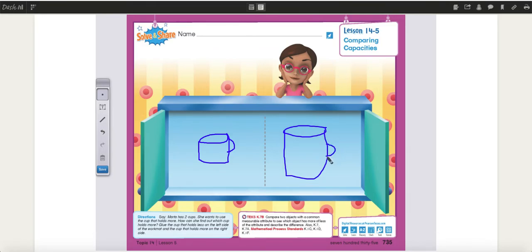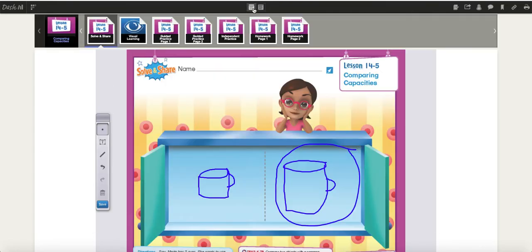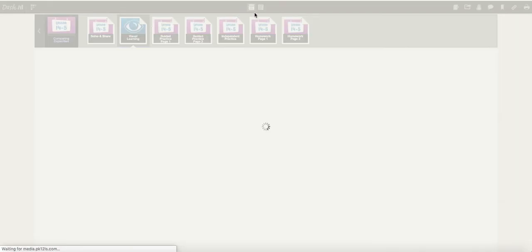Which of these cups can hold more? Left or right? The right side. Okay, let's go to the next page. We're going to watch a quick little video.